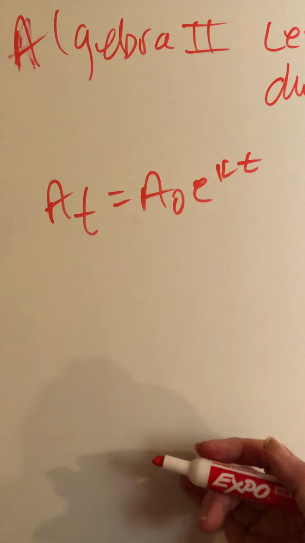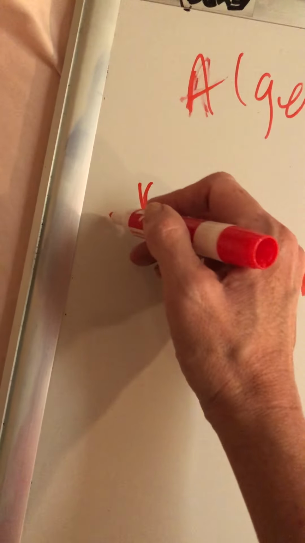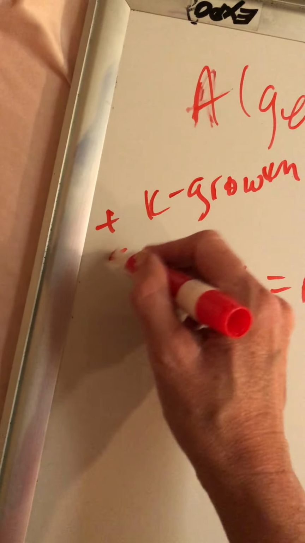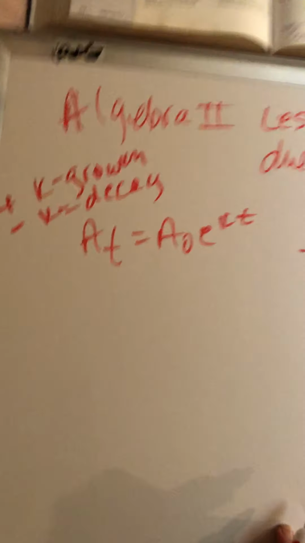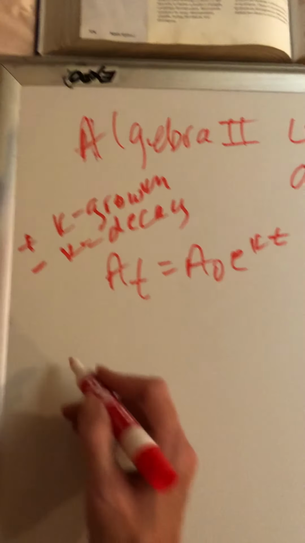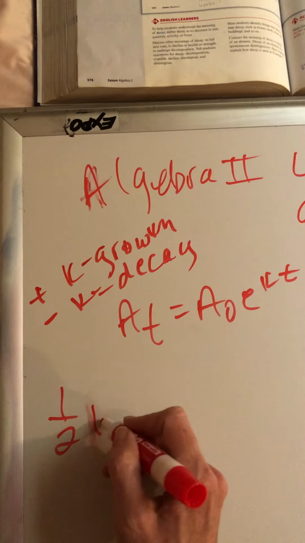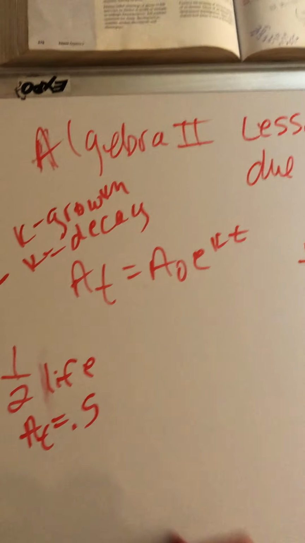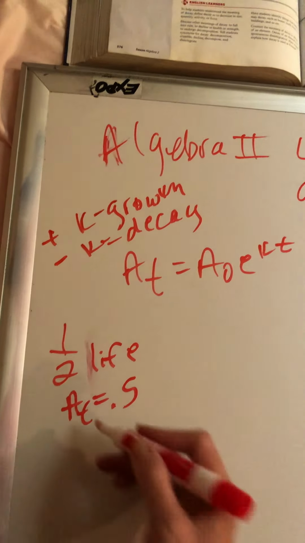And if k is positive, so if you've got a positive k, that means it's growth. If you've got a negative k, that means it's decay. When you're talking about a half-life, you're talking about decay. So half-life, your A(t) is going to be 0.5. So you're going to put a 0.5 in every time for half-life, okay? To start out to find k.